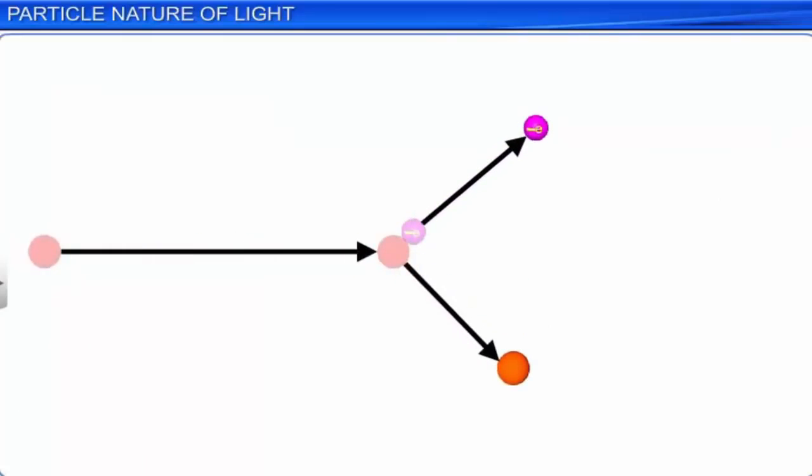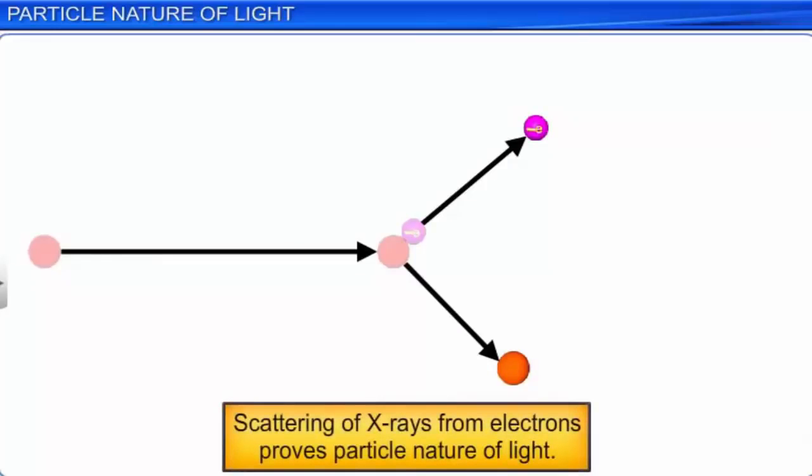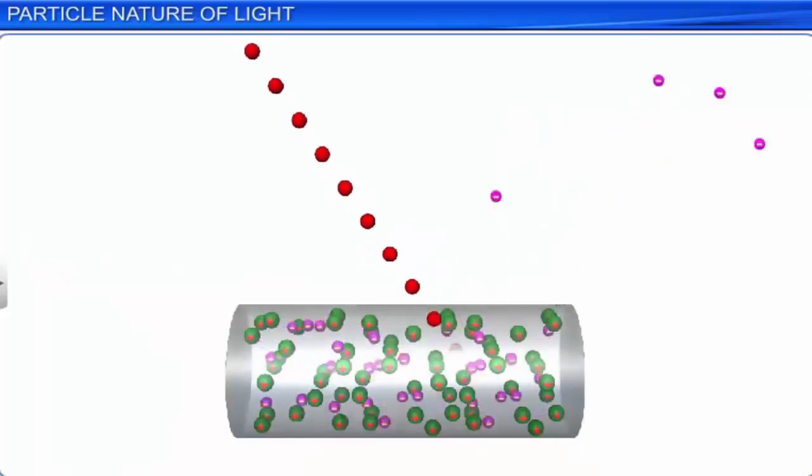In 1924, A. H. Compton proved the particle nature of light with his experiment on scattering of X-rays from electrons. The phenomena of scattering of X-rays from electrons is called the Compton effect. Let's now summarize the properties of photons.